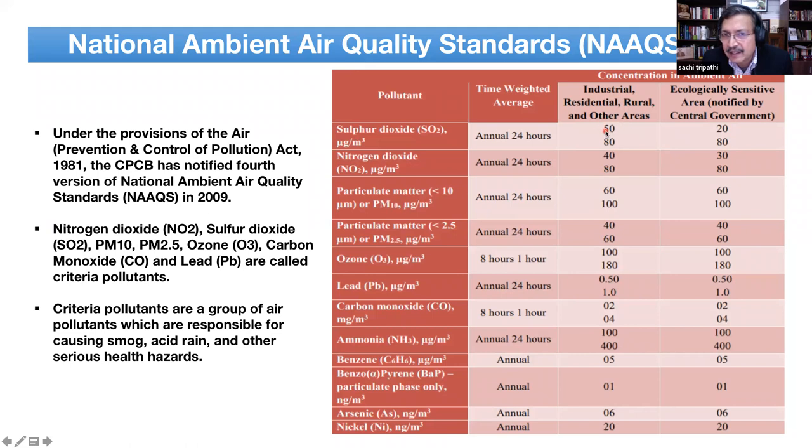If you look at sulfur dioxide, the annual number is 50, but for ecological areas, it is 20 microgram per meter cube. Likewise, the daily number is 80, that is safe. Likewise for NOx. So this is what all the air currently in India should meet. It is another matter that the World Health Organization has actually put a far more stringent limit for particulate matter 2.5. Currently, their limit is 15 microgram per meter cube, which is about 1/3 of the limit posed by the CPCB, which is 40 here. Not 1/4, it's about 1/3.